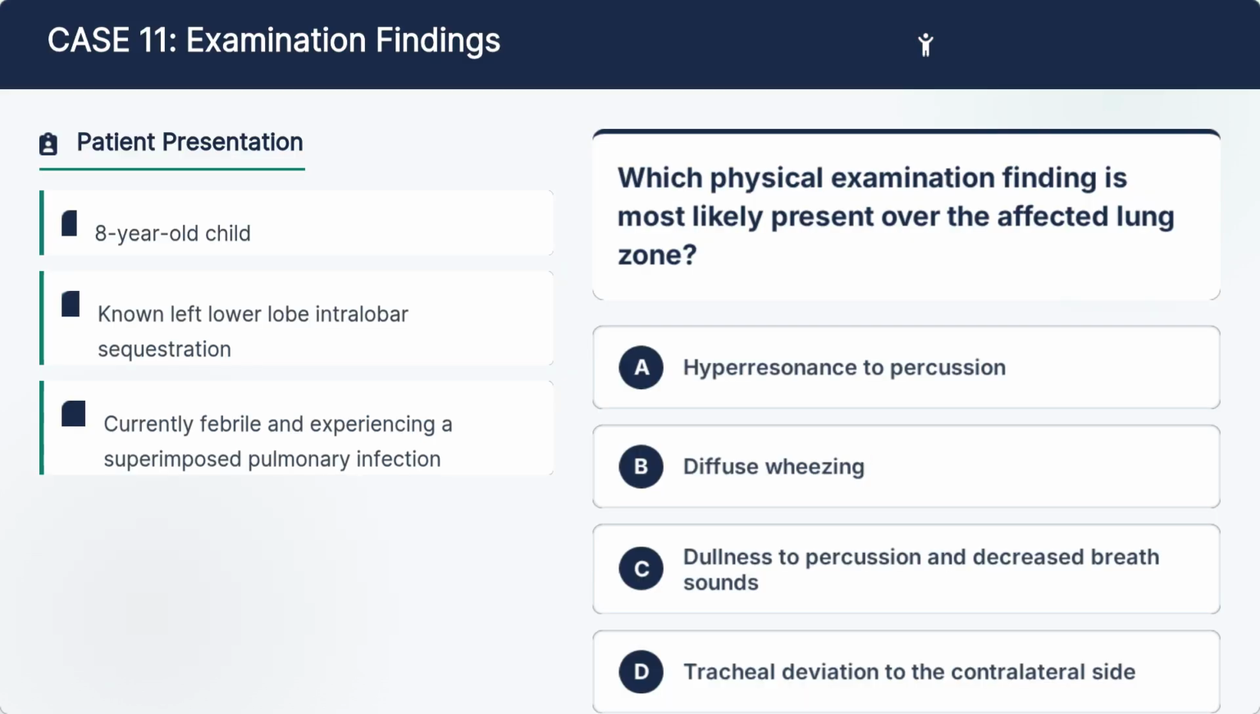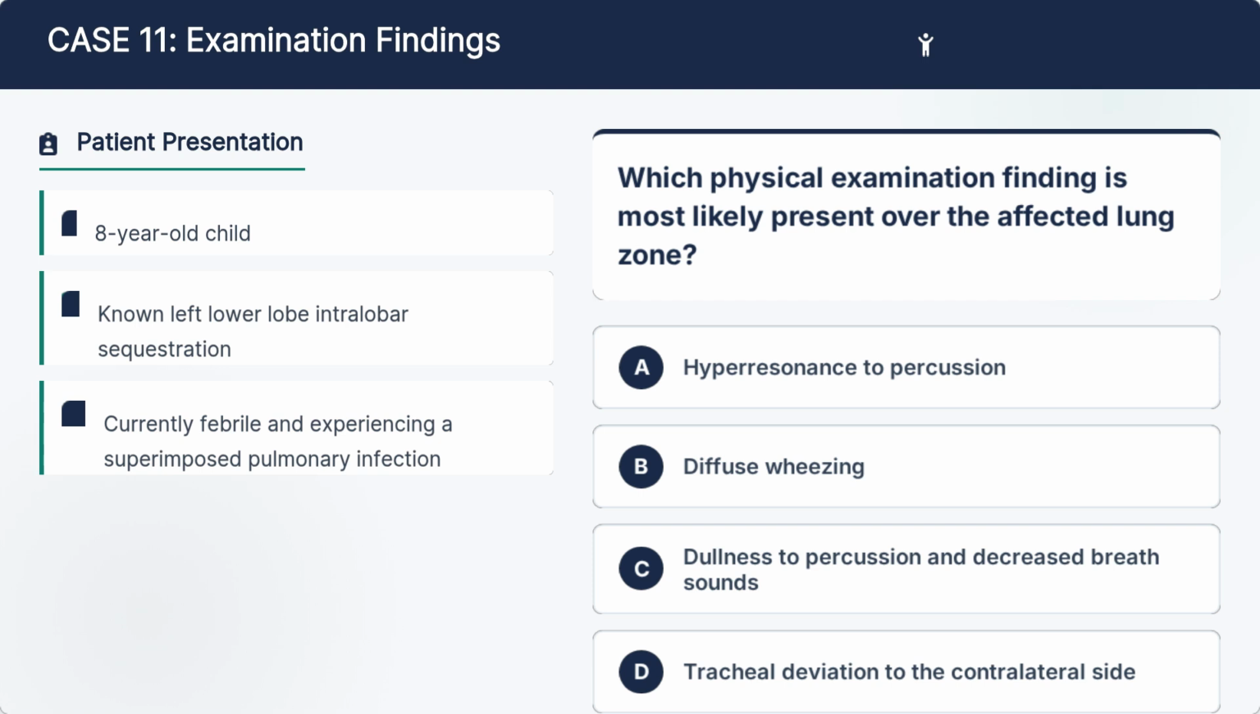Case 11. Examination findings. An 8-year-old child with known left lower lobe intralobar sequestration is currently febrile and experiencing a superimposed pulmonary infection within the sequestered tissue. The question is, which set of physical examination findings is most consistent with this infected intralobar sequestration?